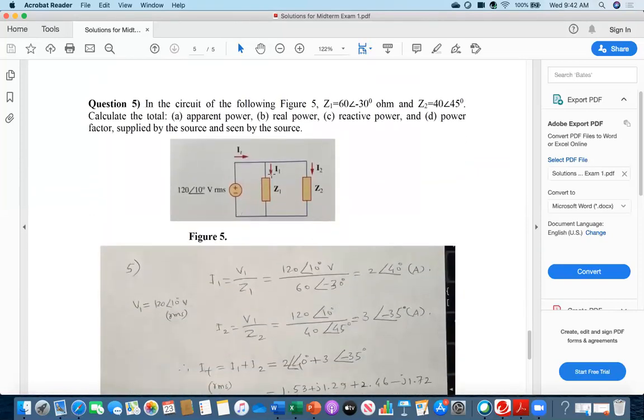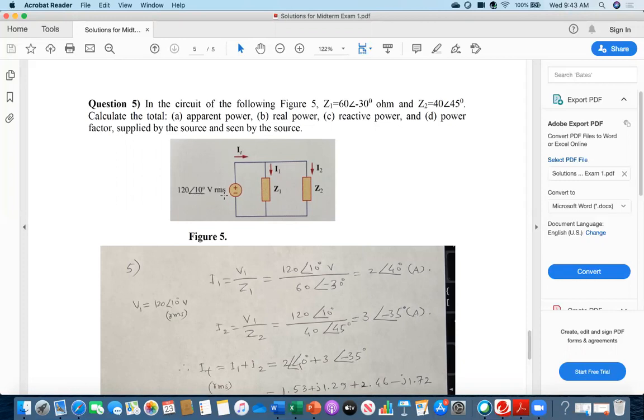Okay, this one, in the circuit of the following figure 5, G1 is given, G2 is given. Then calculate the total apparent power, real power, reactive power, and then power factor. You see, this is clearly a parallel circuit. There are two parallel branches. Here current I1 is flowing, through this one I2 current is flowing. This is the total current, I1 plus I2, and the voltage is given.